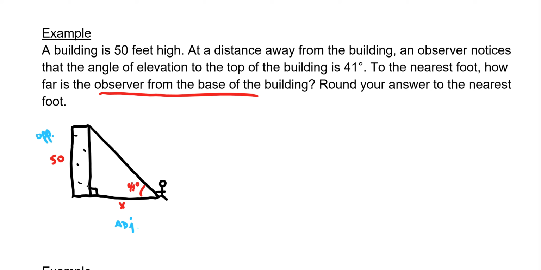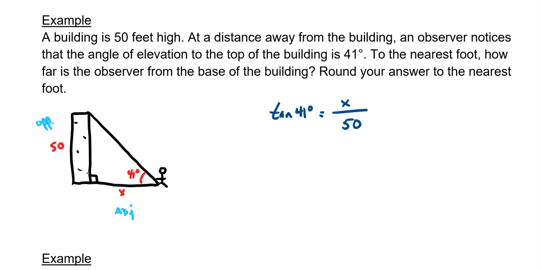So we know that we have to work with tangent. So tangent of, instead of tangent of just theta, we actually have the angle. So tangent of 41 degrees equals the adjacent side over the opposite. So these questions get a little bit trickier because sometimes you might be looking for a side, sometimes you might be looking for the angle. This time we're looking for the side.